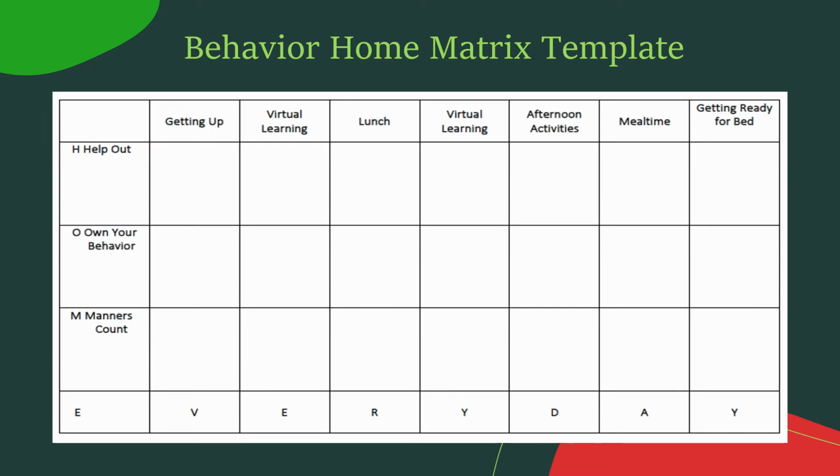The behavior matrix template that you're seeing here is basically that. It's empty, it's left for you to use if you want to. This one talks about the expectations of helping out, owning your behavior, and manners count. I'll give you an example. So for getting up, owning your behavior, perhaps this could be something like, and this is again what you would be writing, you set the alarm to wake you up.